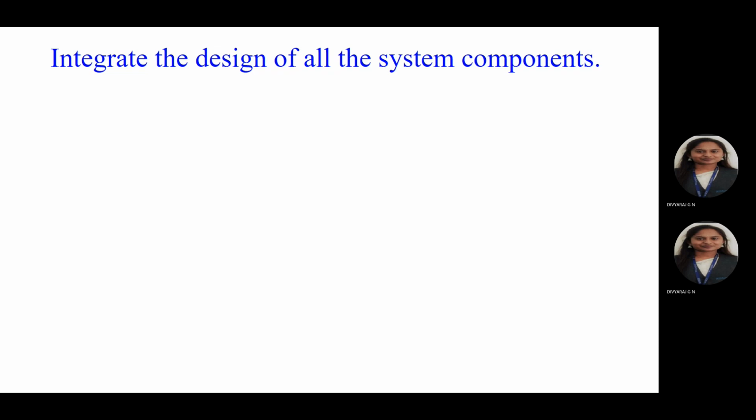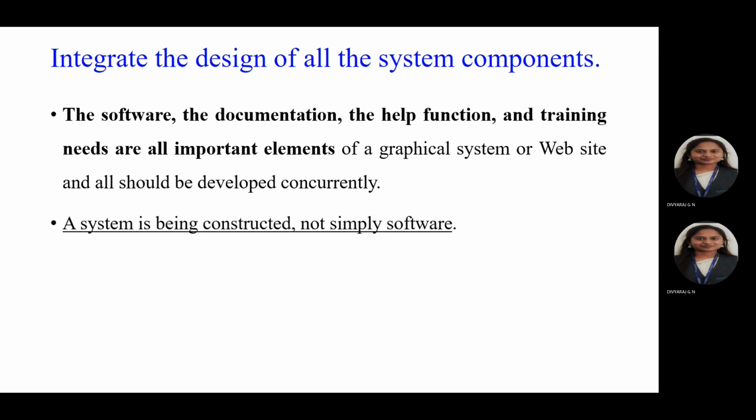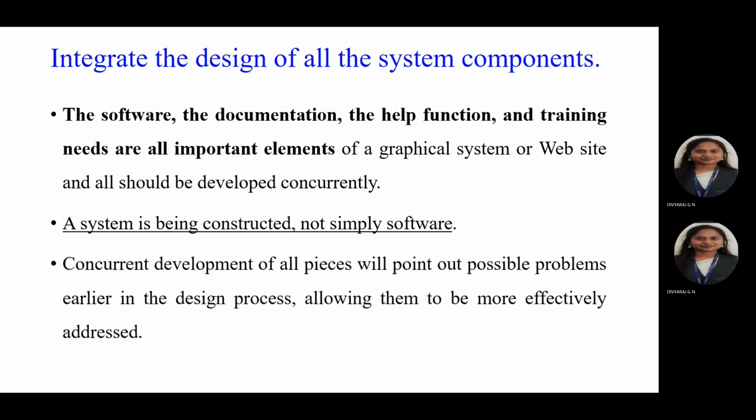Integrate the design of all the system components. The software, the documentation, the help function and training needs are all important elements of a graphical system or website, and all should be developed concurrently. A system is being constructed, not simply software. Concurrent development of all pieces will point out possible problems earlier in the design process, allowing them to be more effectively addressed.